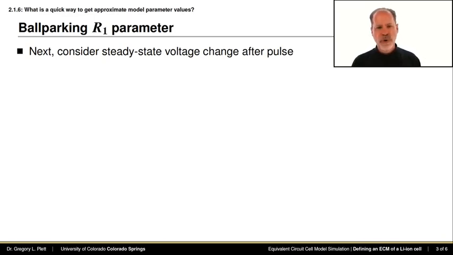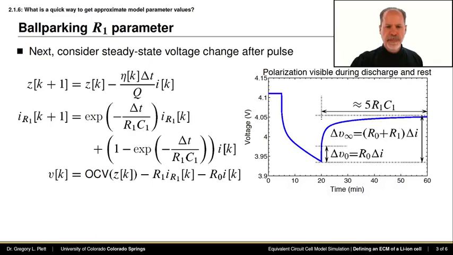And once we know R0, we can next approximate the value of resistance R1. We use exactly the same data from exactly the same test, but now we consider the steady-state voltage change after the pulse is removed instead of the instantaneous voltage change after the pulse is removed. So I've put the same figure on this slide, and I show you the equations for the steady-state voltage change, and I don't prove it here, but it's possible with some linear circuit analysis to show that the change in voltage is equal to the R0 plus R1 all times the change in current.